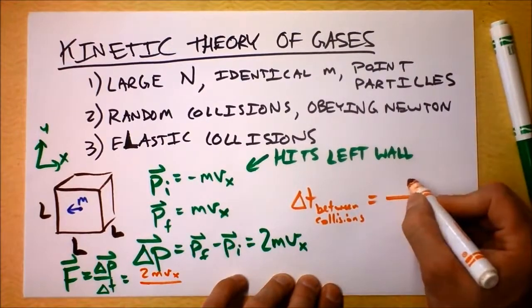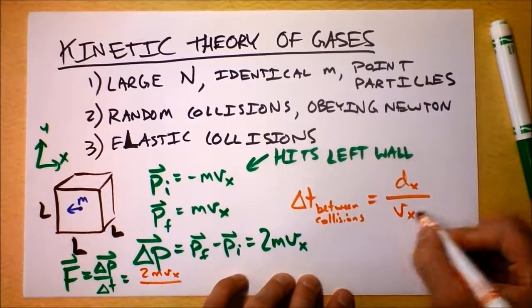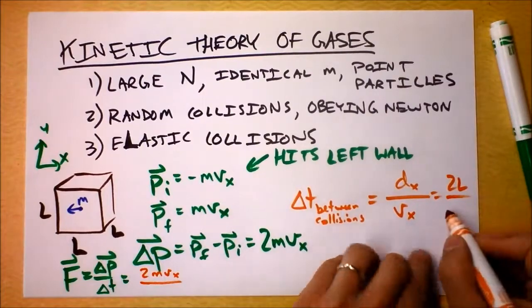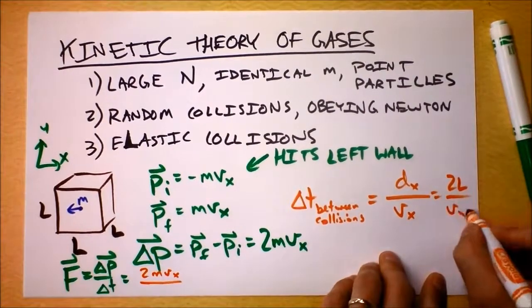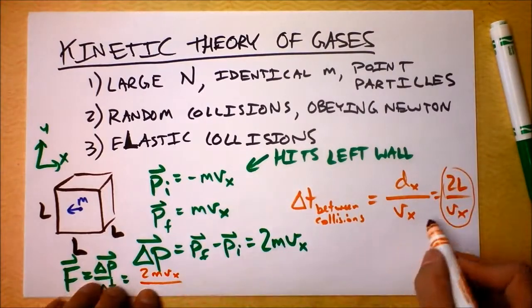And the distance that it goes in the x direction, I'll put d sub x, and the velocity in the x direction. The distance it has to go in the x direction is 2L, and then the velocity in the x direction is what I'm just calling v sub x. So I can take this and plug it in down here.